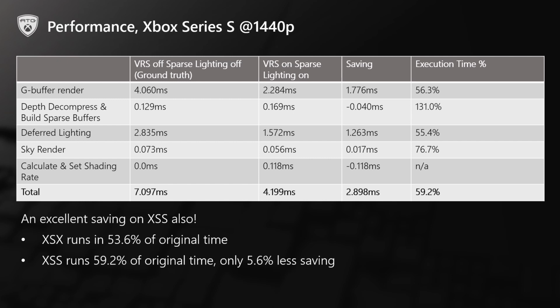So the overall frame time was 7 milliseconds when we are not running with VRS and we are deferred lighting every single pixel. With VRS on, again, GBuffer we've saved, we're down to 56% of the time. Deferred lighting, we saved 1.2 milliseconds, we're down to 55% of the time. So overall, we've saved 59% of the time. We're running in 4.2 milliseconds instead of 7.1. So this is an extremely good saving on Xbox Series S as well.